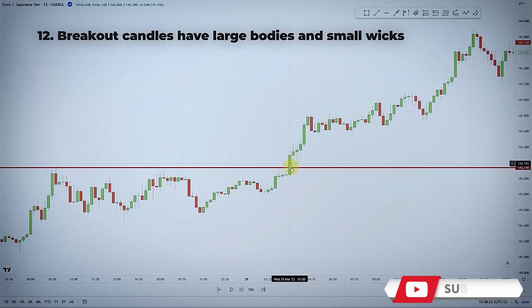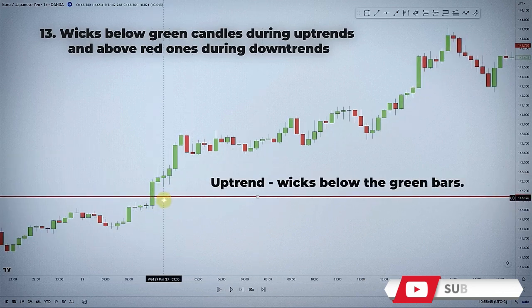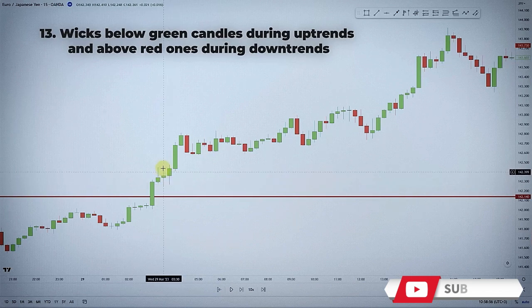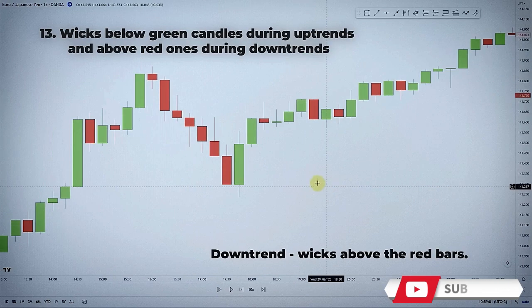A breakout candle that has a large trend body, for example, and small wicks or no wicks is a sign of strength. The larger the candle, the more likely the breakout will succeed. 13. Wicks below green candles during uptrends and above red ones during downtrends. So in a strong uptrend, you will also see a lot of wicks below the green bars. This represents a good signal that the buyers are in control of the market and that they are trying to push the prices upwards. You will also see a lot of wicks above the red bars in a strong downtrend.